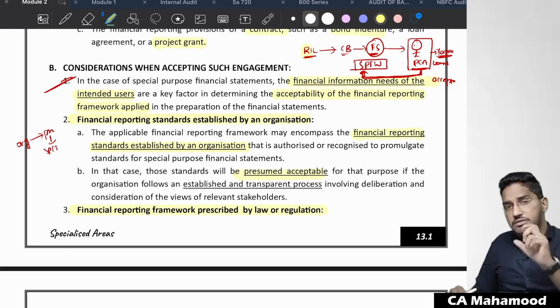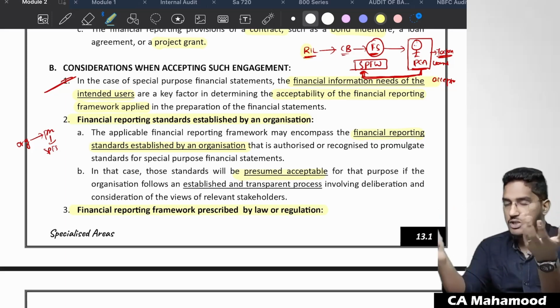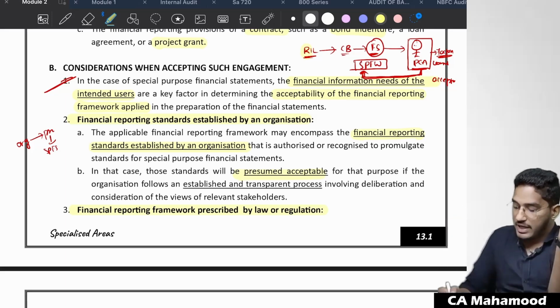Yes. If the rules and regulations are given by some organization for the preparation of special purpose financial statements, generally we assume that rules and regulations as being acceptable. We need not question it. The same thing they say. In that case, those standards will be presumed acceptable for that purpose if the organization follows an established and transparent process in consideration of the relevant stakeholders.